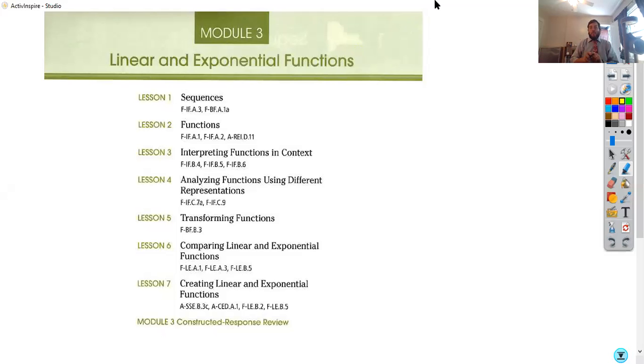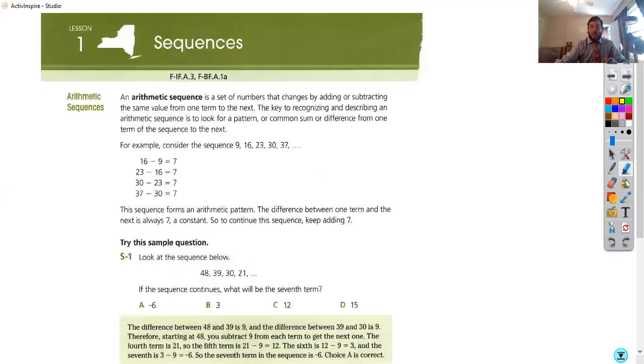Right, so today we are going to be taking a look at Module 3, Lesson 1, which has to do with sequences. So the first thing we're going to do is go through and read what we got here in the book here. So it starts off with arithmetic sequences. So this is something that we've talked about in class.